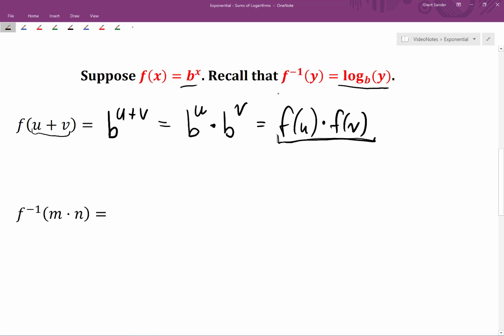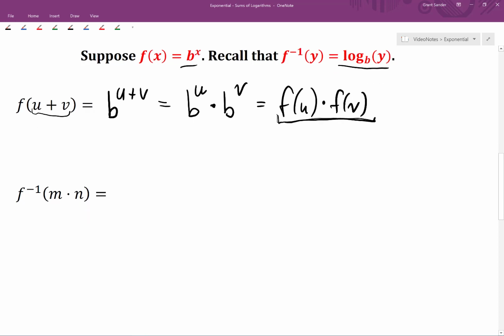When we look at function inverse, the inputs and outputs are switched relative to the original function. By that I mean that the input of f inverse is the output of f, and the output of f inverse is the input of f. So we just switch those two. If multiplying the output of f results in adding the inputs, then multiplying the inputs of f inverse should correspond to adding the outputs of f inverse. So f inverse of m times n should be equal to f inverse of m plus f inverse of n.